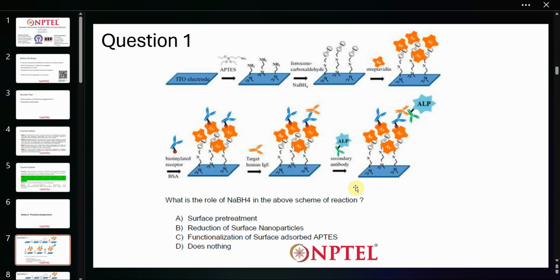I hope you are able to understand the scheme of reaction and what the designer wants to do in this. What he is doing is getting the surface substrate, the substrate for the sensor.